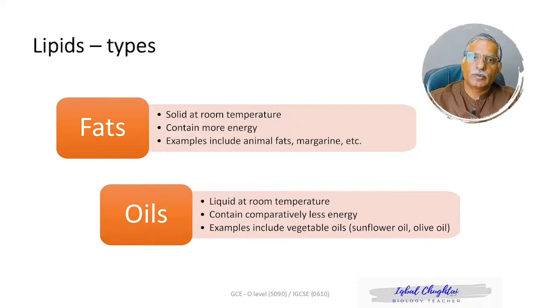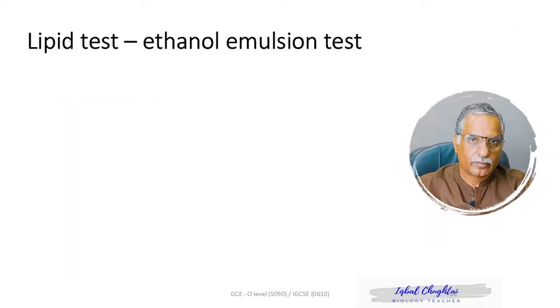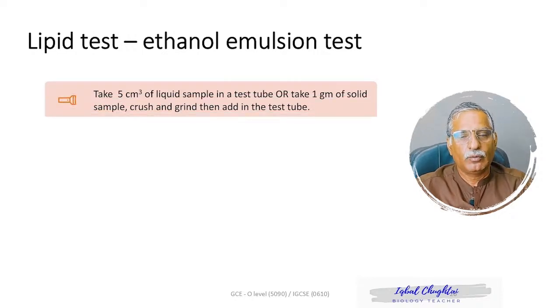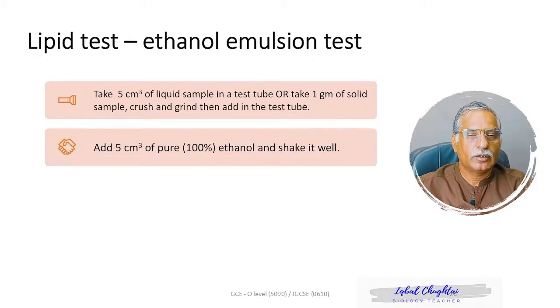In order to confirm the presence of lipids, either in the form of fats or in the form of oil, we can conduct a test known as the ethanol emulsion test. In that test, if we have a liquid sample, we take 5 cm cube of it, and we add 5 cm cube of pure ethanol into that sample.